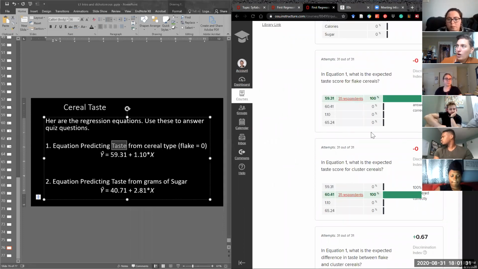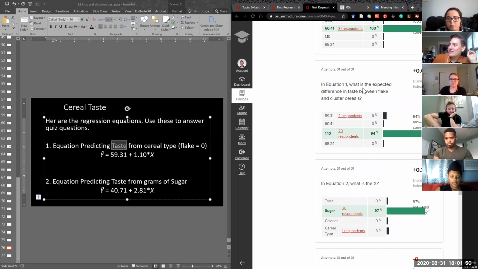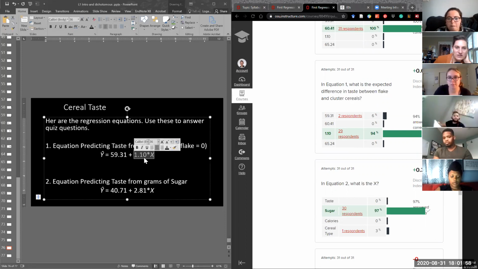Next we have, oh yeah, that makes me so happy. Good job, everybody. I'm proud of you. Look at that. Everybody got this next one right too. Yay, good job. Okay, so we have this one in equation 1. What's the expected difference between flake and cluster cereals? That is this coefficient right here. That represents the difference between my 2 groups.